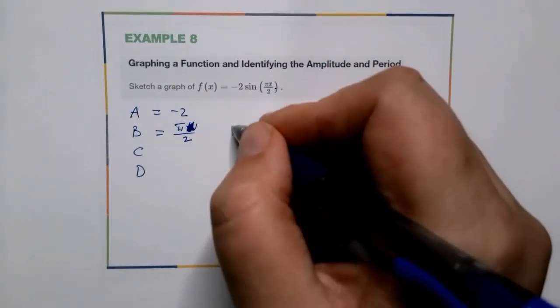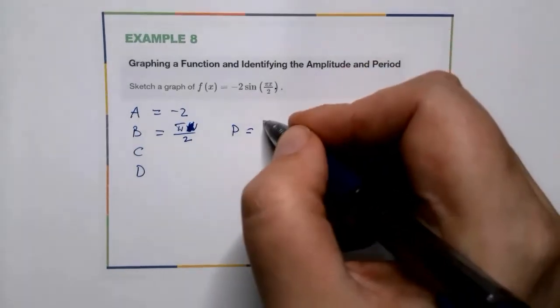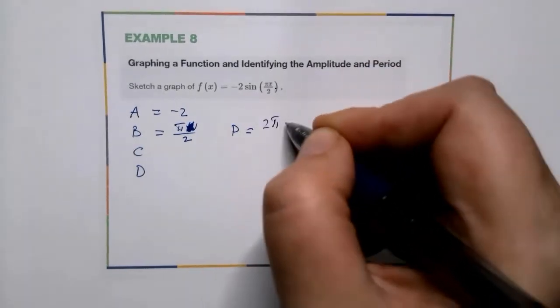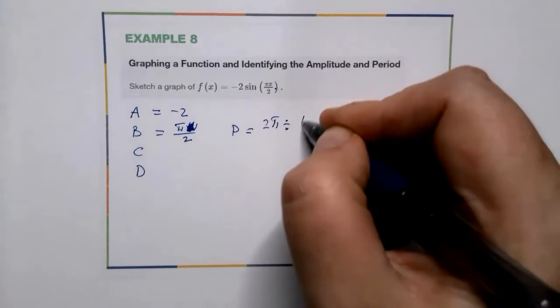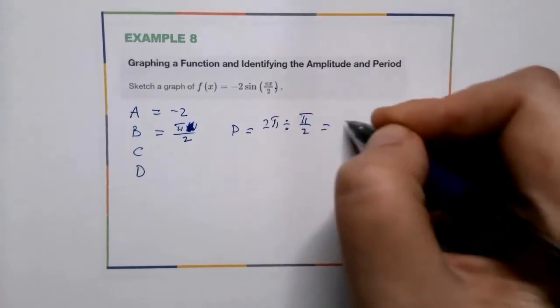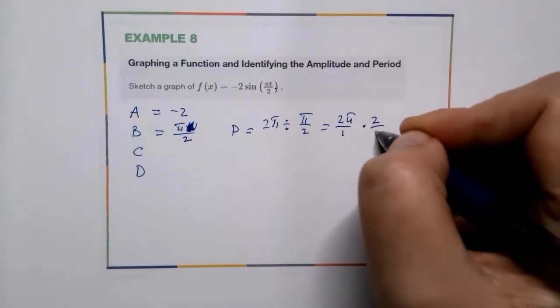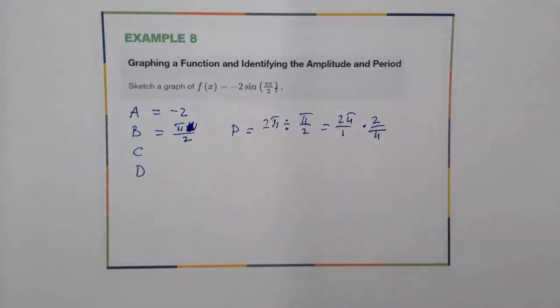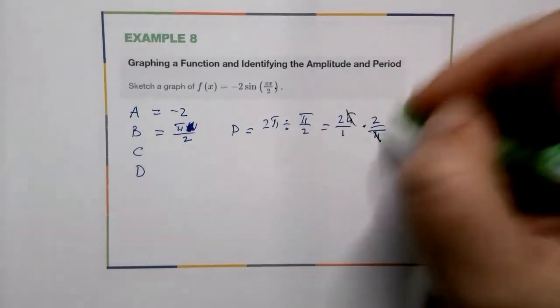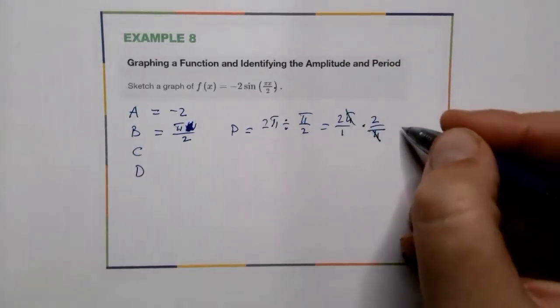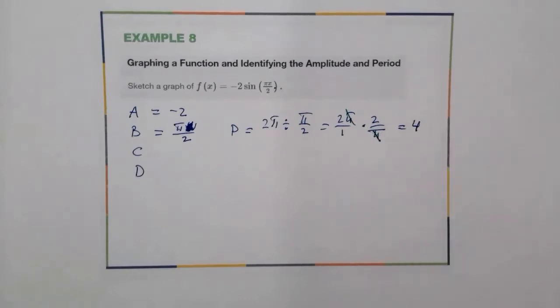So that means that my period is going to be 2 pi divided by b, right? So it's divided by pi over 2. So we have 2 pi over 1 times 2 over pi. And okay, so pi and pi cancel out, and it turns out that the period is 4 for this function.